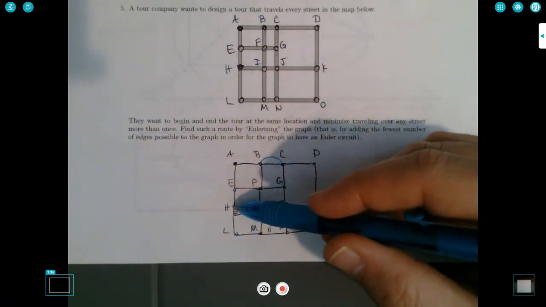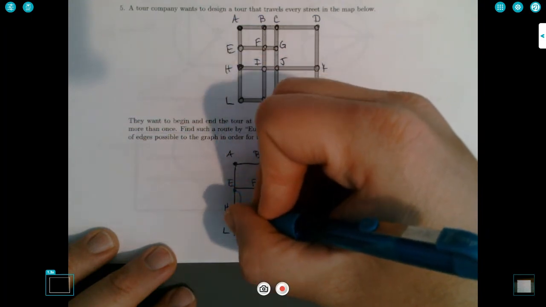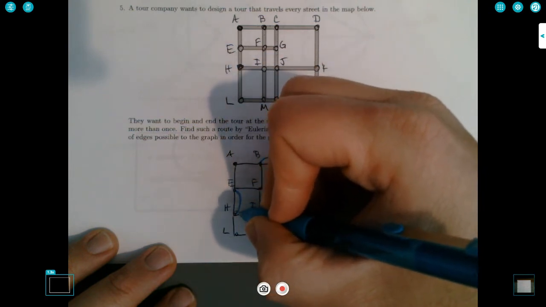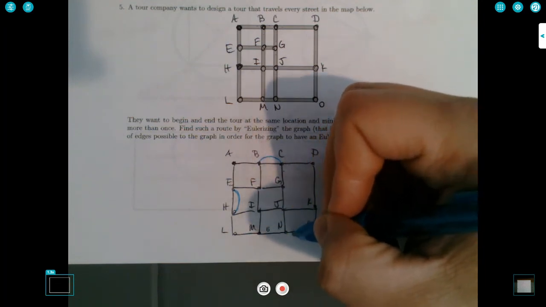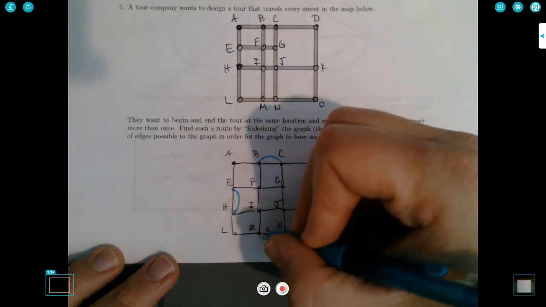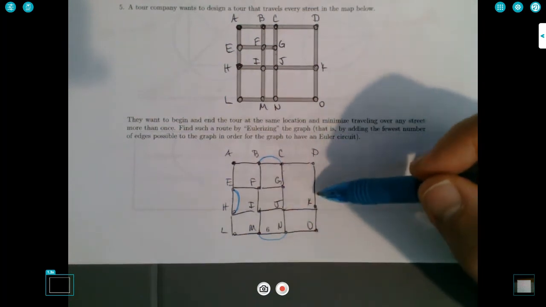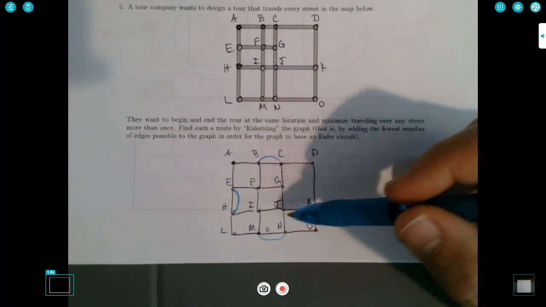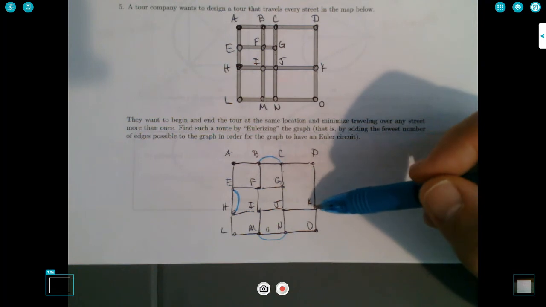1, 2, 3. So that's an issue. So I think I'll do another edge here. So now I've got 1, 2, 3, 4, and 1, 2, 3, 4. So I'll have to add another edge here. So now I've got 1, 2, 3, 4, 1, 2, 3, 4. Here I've got 3, 1, 2, 3, 4, 4, and 3, 1, 2, 3. So these are my last 2 issues.